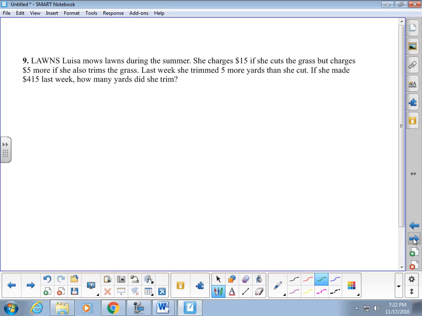So, she charges $15 if she cuts, plus she charges $5 more if she also trims. So $5 more if she also trims would end up being $20. But this is our trim. Okay? So last week she trimmed 5 more yards than she cut. Oh, and I apologize. And that all equals $415. So if you're watching for my second hour, I see an error that we did. So we're going to correct that. Okay? So we are supposed to make $415.